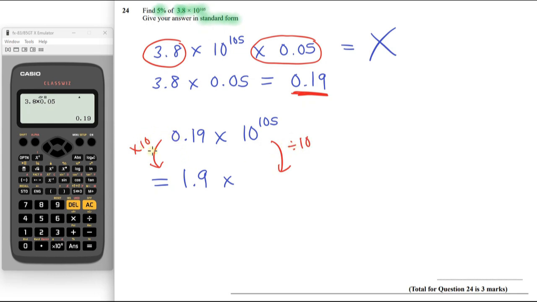If we're multiplying one number by 10 and dividing the other number by 10, the number is going to be the same. So if we divide this number by 10, that's going to be 10 to the power 104. We're just reducing this by a power of 10. And now this is in standard form, so that is my answer: 1.9, or let's make the 9 a bit neater, multiplied by 10 to the power 104.